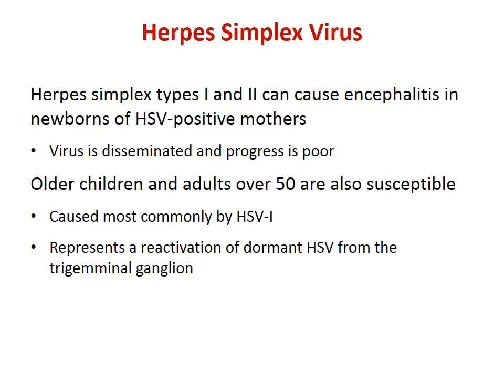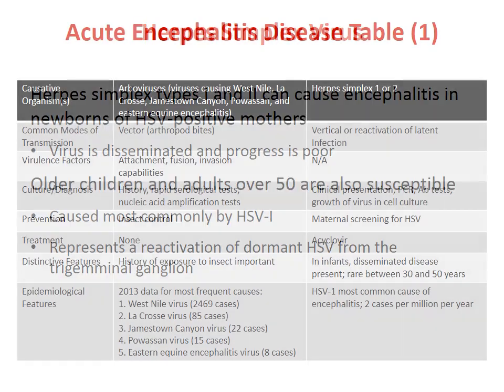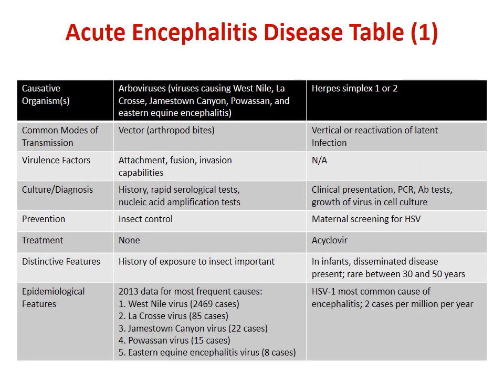Herpes simplex virus can also cause encephalitis. Herpes simplex virus types 1 and 2 are commonly found in newborns, but again, that's typically through birth from an HSV positive mother. Older children and adults over 50 can also get this, but it's more commonly seen being caused by HSV1, which is oral herpes. The idea is, again, it can follow nerves that can cause inflammation of the brain. So here's the illustration of acute encephalitis.